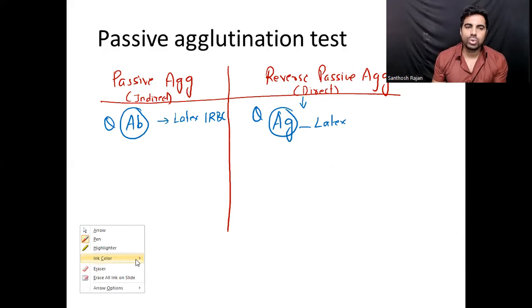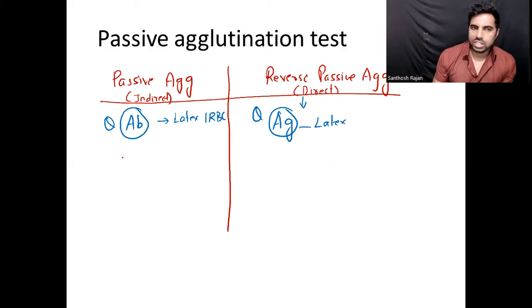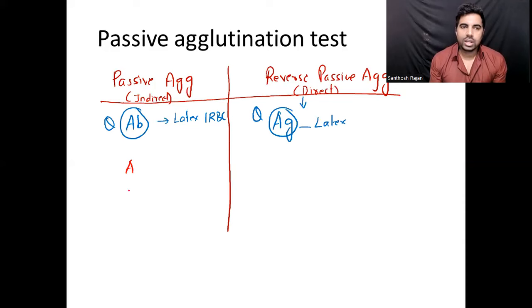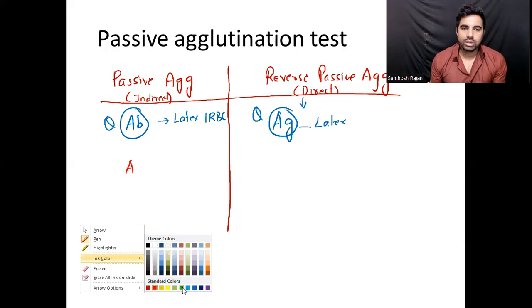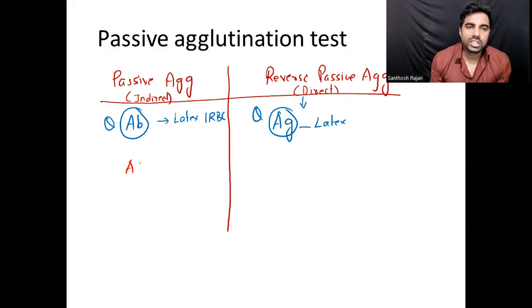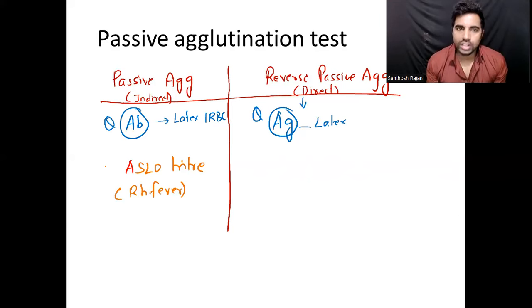Passive agglutination: there is only one example. You have to remember rheumatic fever. The passive example is the ASLO titer in rheumatic fever. If you remember rheumatic fever, we check the ASLO titer, the anti-streptococcal lysin O titer. That is usually the passive agglutination test. Passive, ASLO. It is only one test.